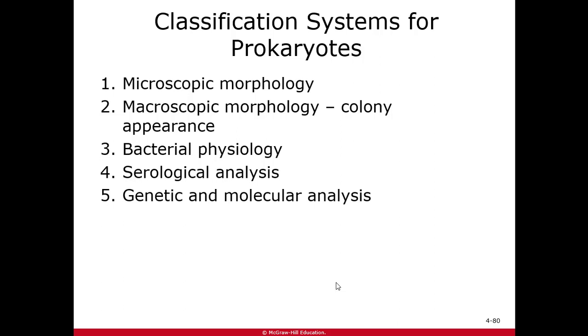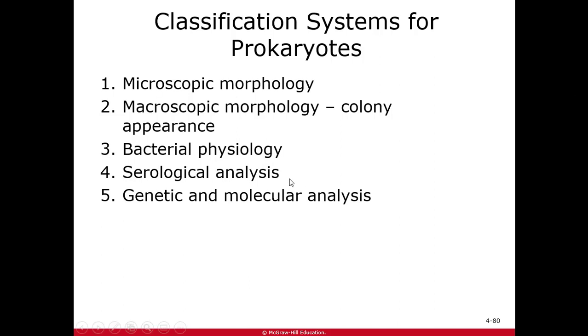We can look at some of their physiology. How do they react with certain types of sugars that we may give them? We can do different types of serological tests. These are going to be different types of immune system tests. And we can even look at the genetics. We can look at their DNA to try to classify them.